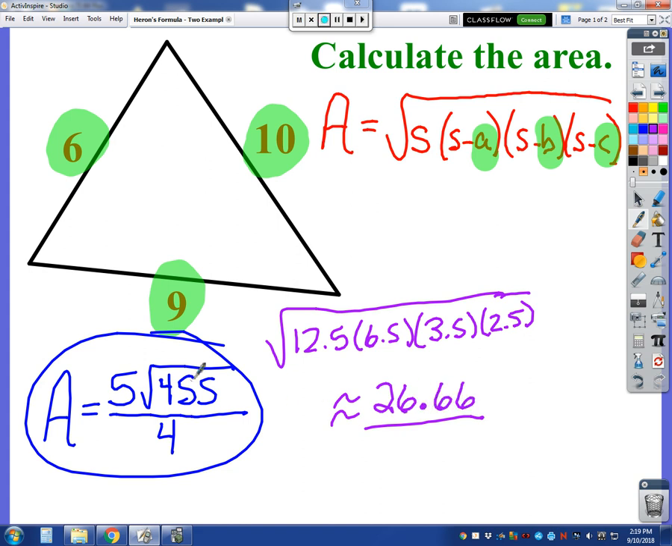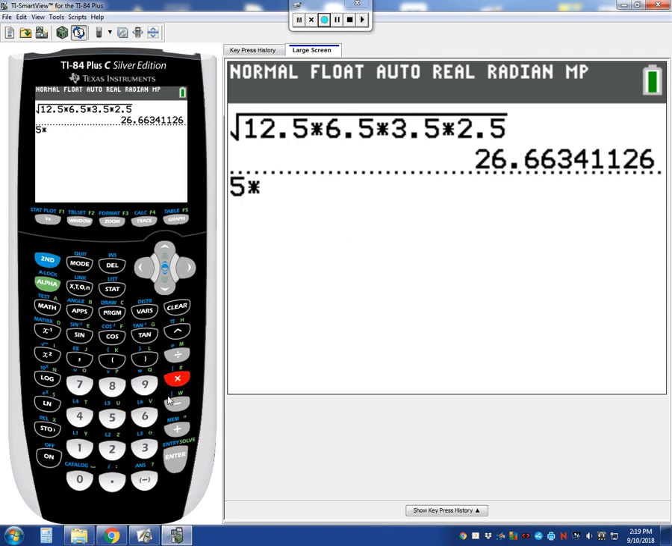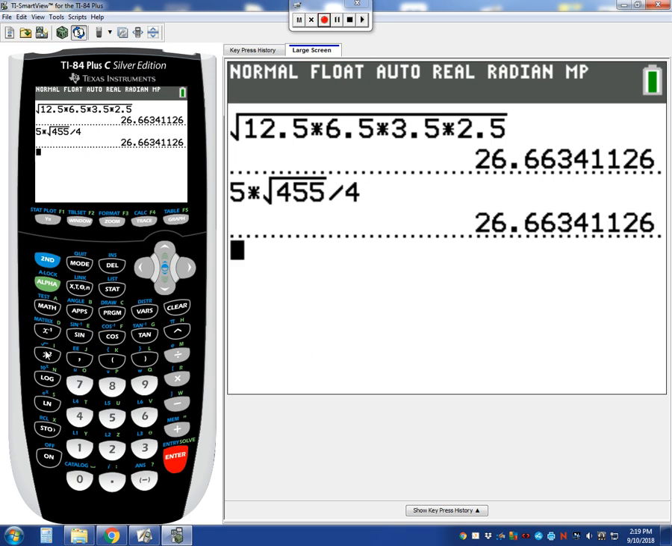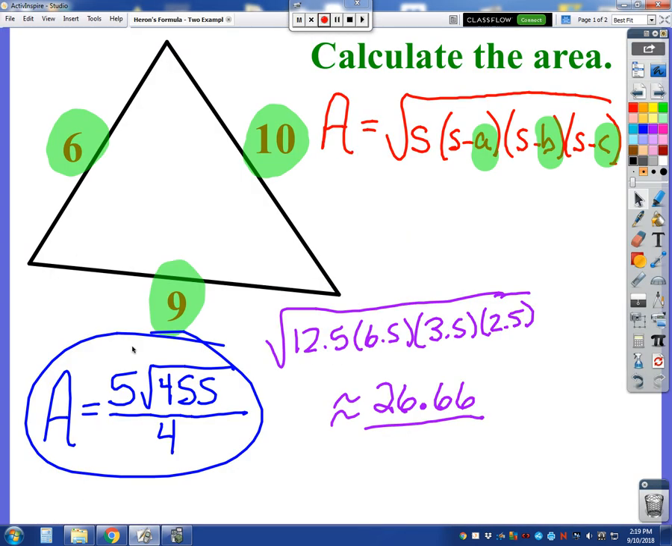26.66. Hey, guess what's true about 5 times the square root of 455 all divided by 4? I better get this number. So let's just double check and see here. So 5 times square root 455, and then divided by 4, and it's the same exact number. So I can feel confident that my exact square root answer is really the same thing as my approximated decimal answer. So I would be okay with either one of those methods. Obviously, I would love to see the simplified square root answer.